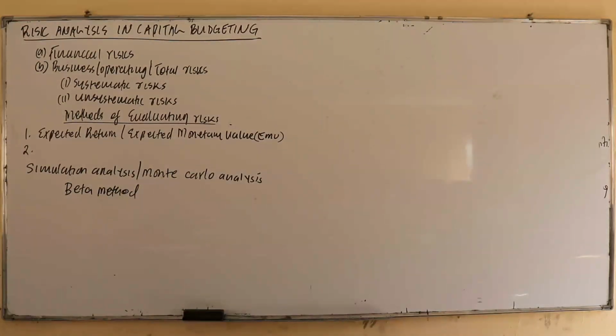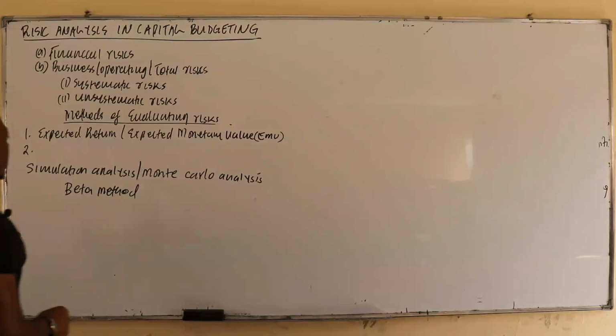Beta method, etc. Yeah, those are the key major methods used to evaluate risk. Good. So now let's start with the first one, expected return.